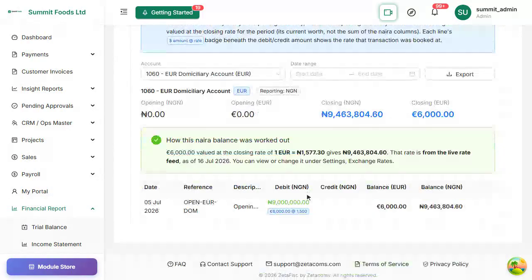It holds 6,000 euros. Here the naira balance is 9,463,000 naira, the 6,000 euros at a closing rate of 1,577 naira. And this time the panel says the rate came from the live feed, because we did not set a euro rate ourselves. So every foreign account tells you the balance, the rate that produced it, and where that rate came from.